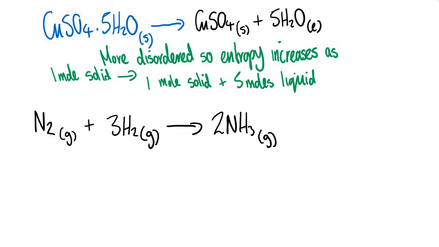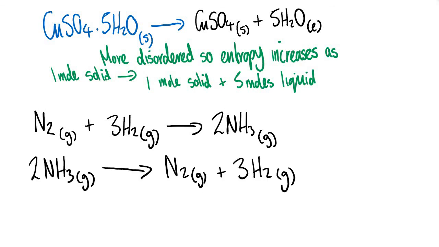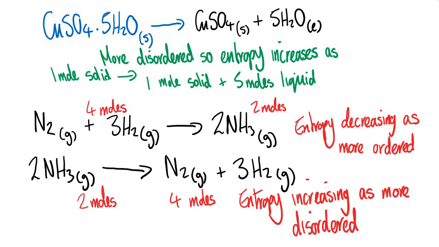What does this mean? Well, it means that it's very unlikely that nitrogen and hydrogen will make ammonia spontaneously. However, if we look at the reverse reaction, where ammonia is making nitrogen and hydrogen, you can see that 2 moles of gas is going to make 4 moles of gas. So therefore, entropy is increasing. The system is becoming more disordered. It's important that you realise that it's not just entropy that decides whether a reaction is feasible or not.